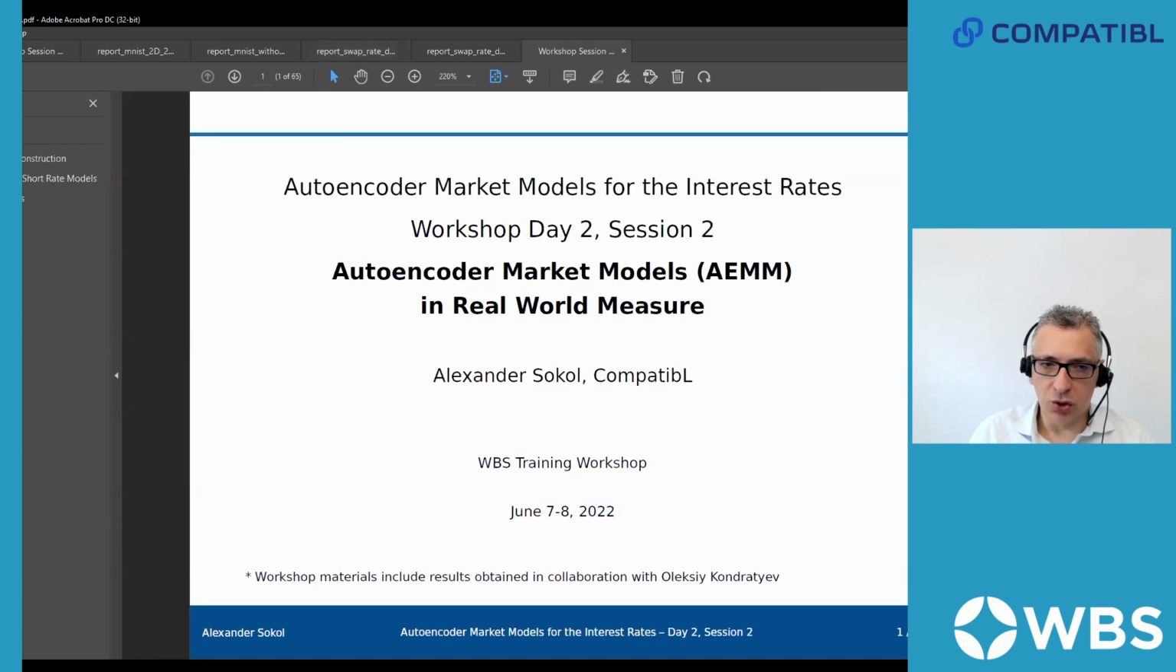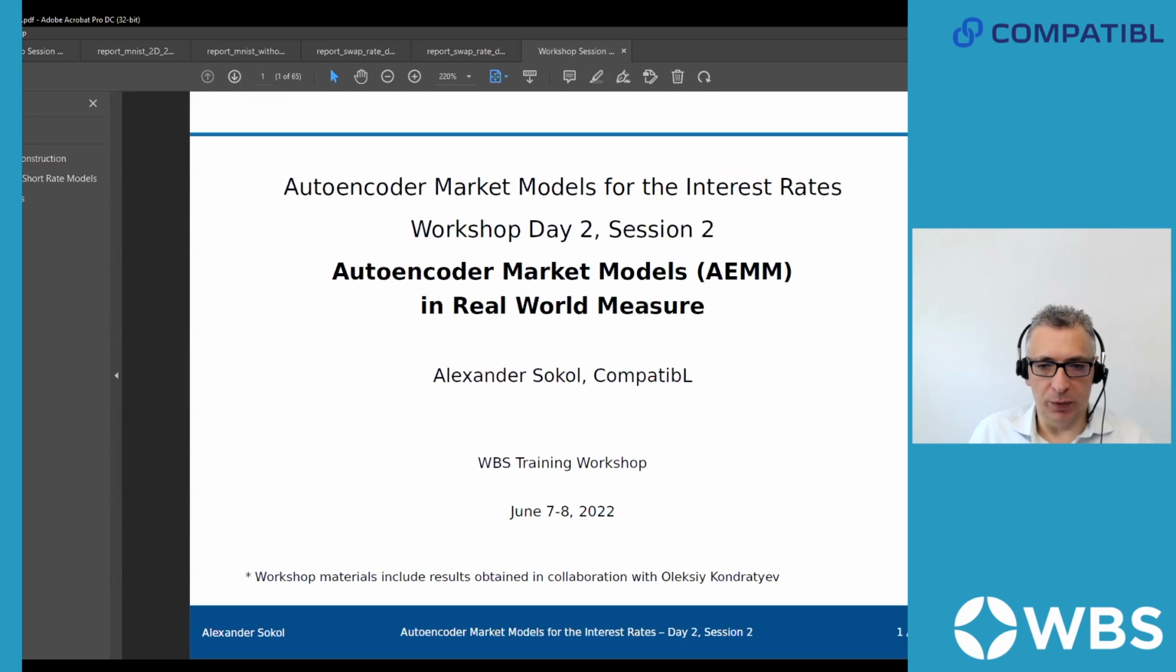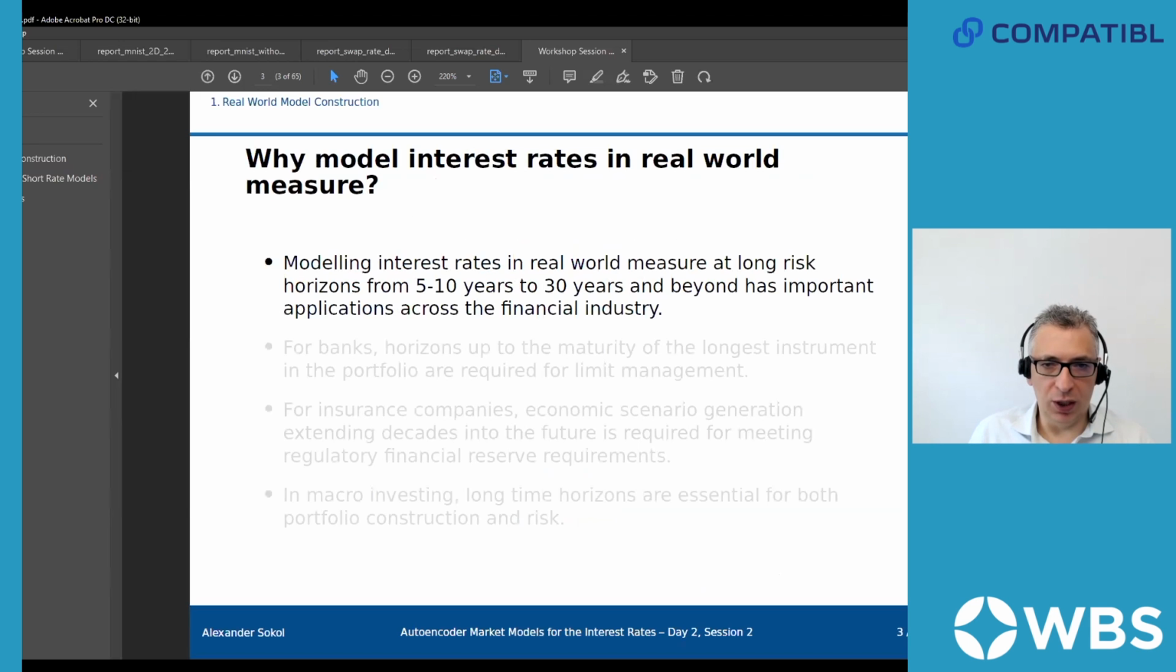All right. So real-world models, right? This is the last session, the second shorter session today, because we took more time on risk-neutral models, where we discuss models in the real-world measure. Right. First of all, why model?